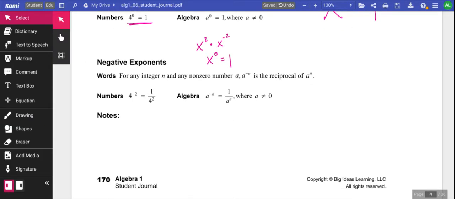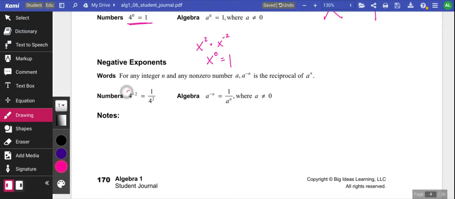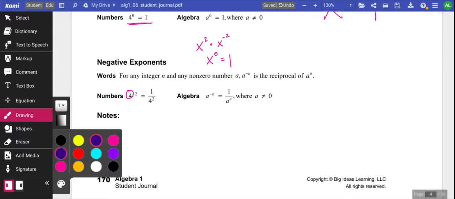All right, negative exponents. Any negative exponent is basically saying take this term and put it under 1. Do the reciprocal. There's a couple different ways we can see this. Let's do it with x. X to the negative third power is going to be the same thing as 1 over x to the third power.